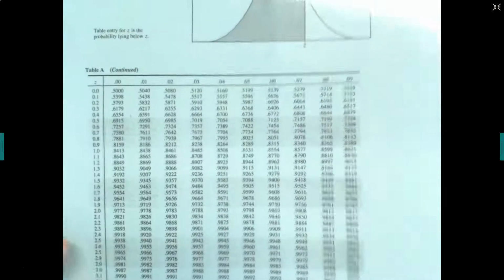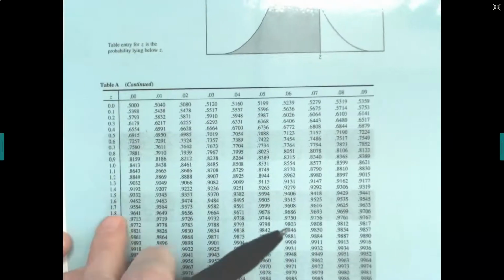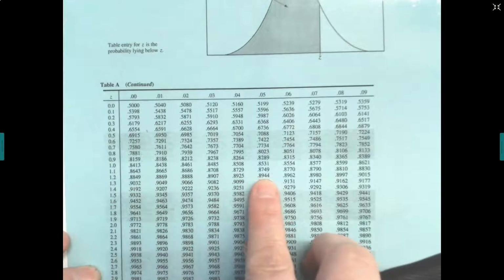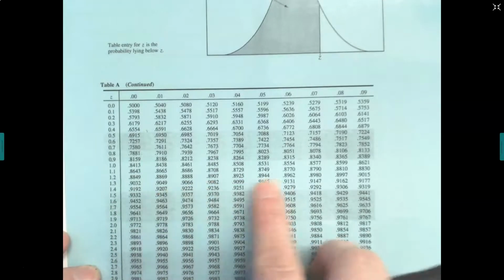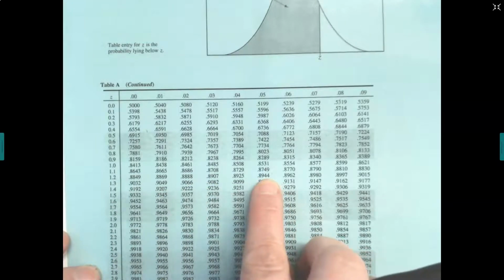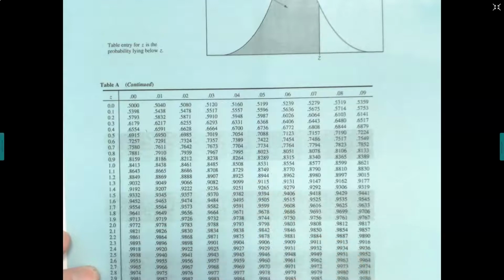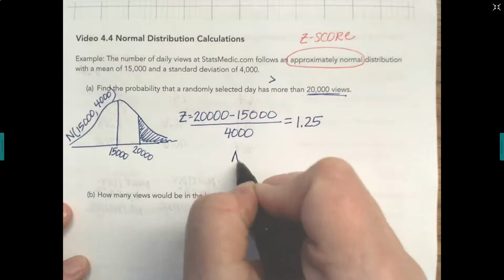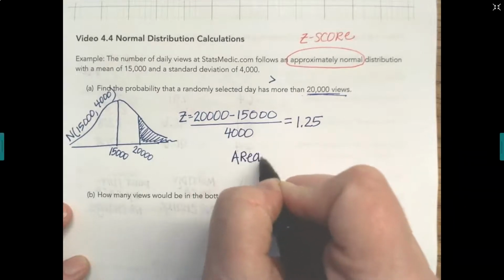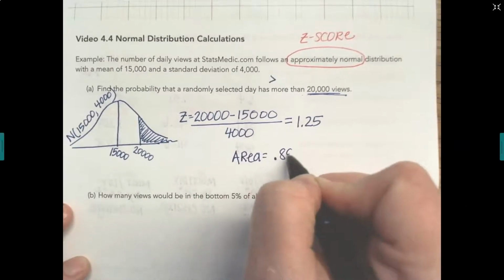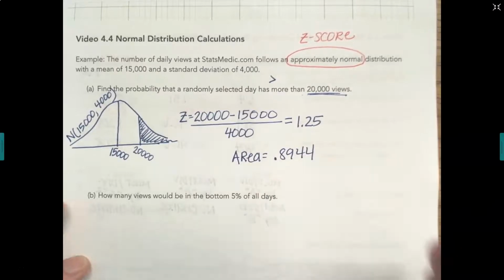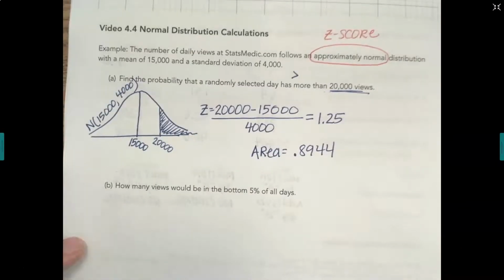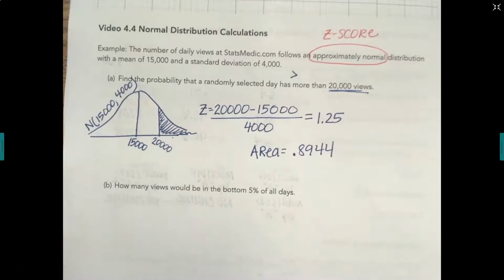So when I get out my handy dandy table B or table A and I go to 1.25, I get an area equals 0.8944. That seems like a big area for that shaded region.